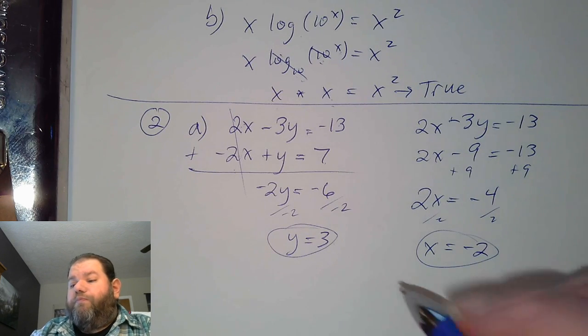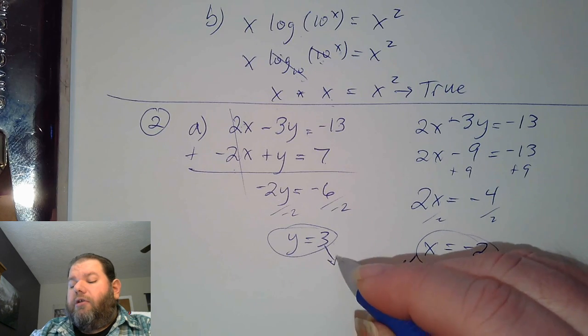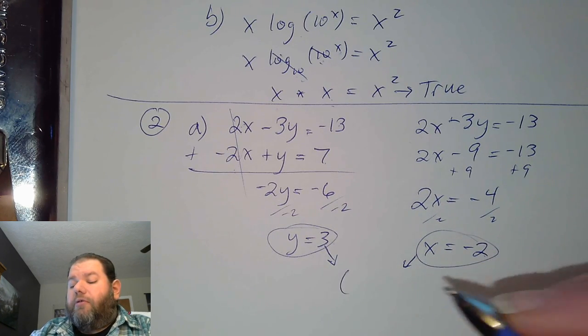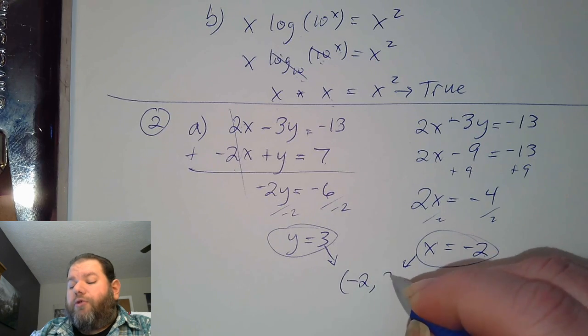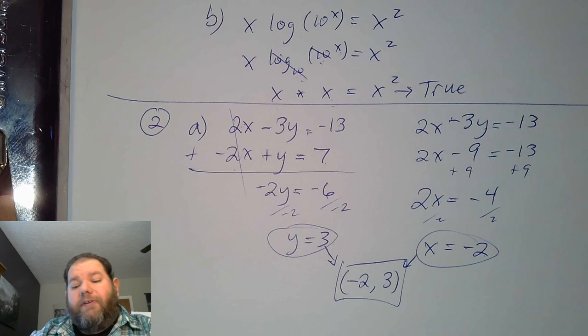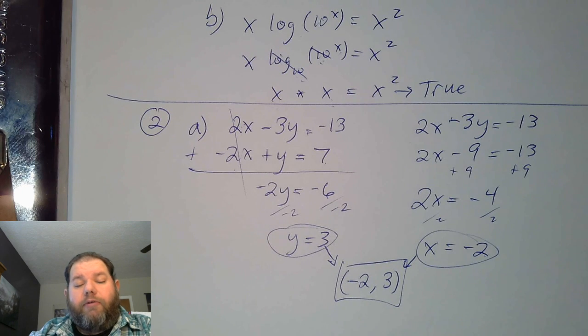So, as far as how we write our solution here, you can either write x equals negative 2 and y equals 3, or we can also write it as an ordered pair. This ordered pair represents the point of intersection of these two lines if they were graphed in the xy plane.